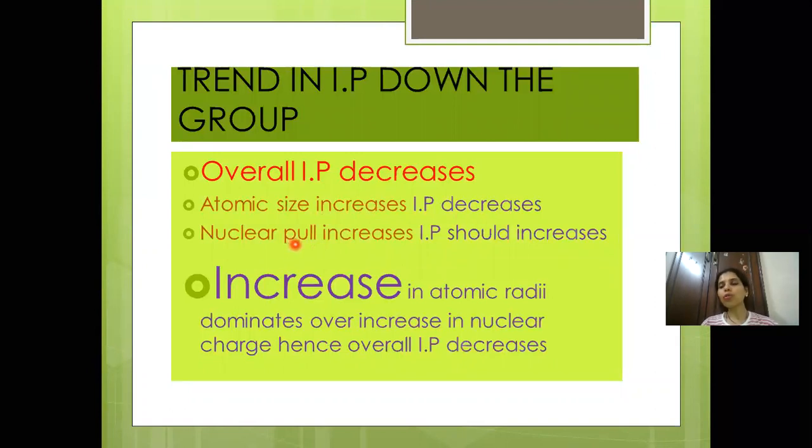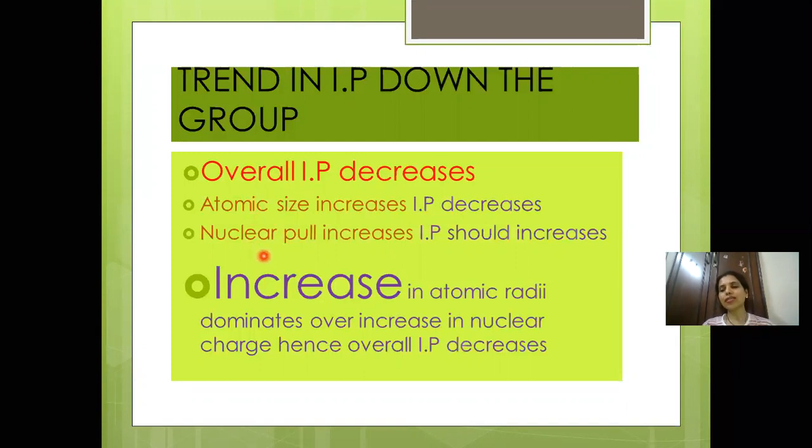Okay, nuclear pull increases as more and more electrons are added. As you can see in the electronic configuration, more and more electrons are added. So if more and more electrons are added, nuclear pull increases. According to that, as it is directly proportional, IP should increase. But then who is influencing now the nuclear pull?